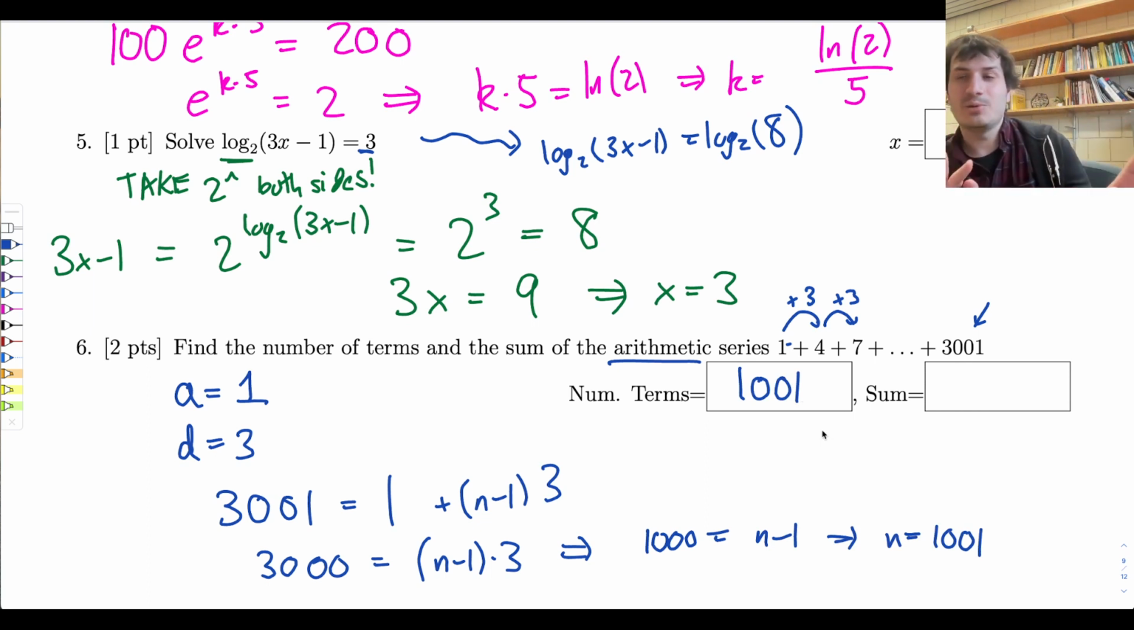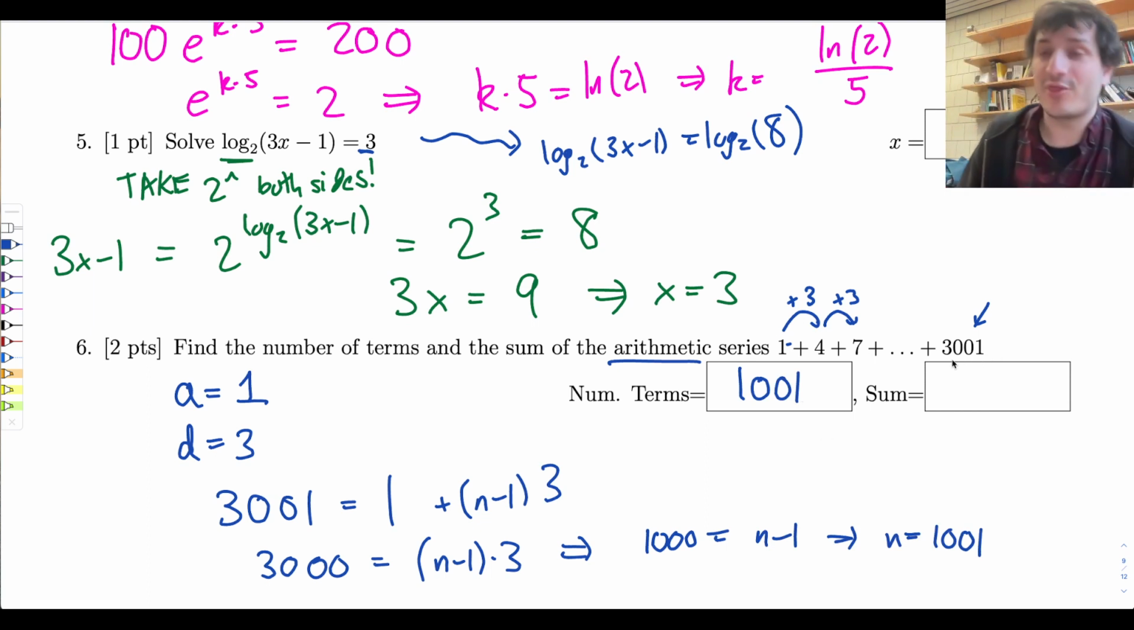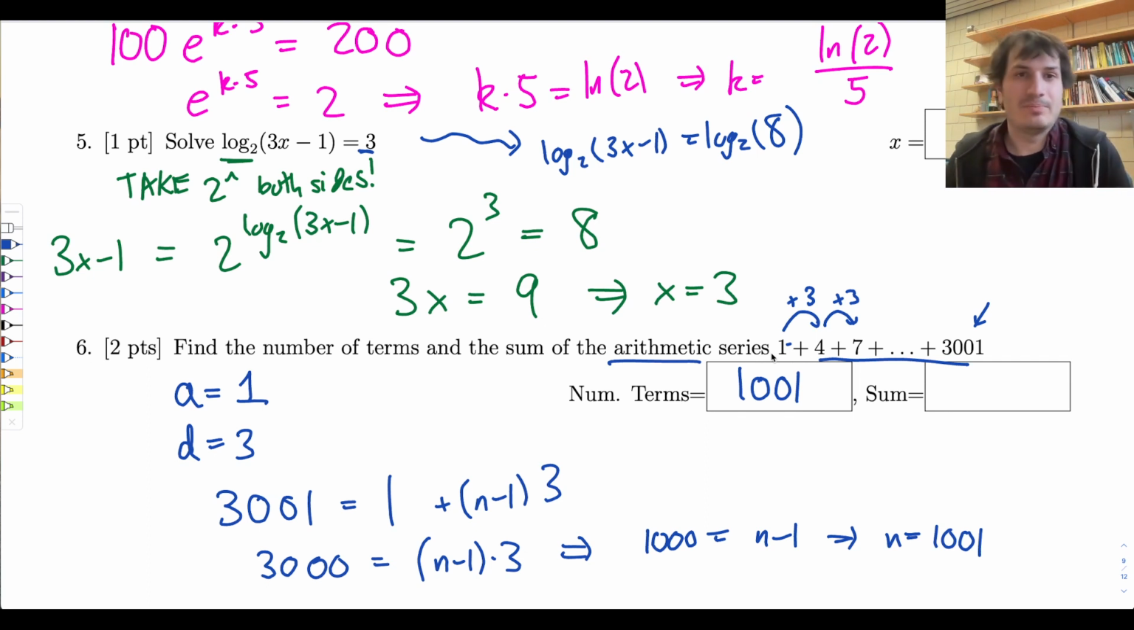Another way to do it is the simple way I said before. We have to add on 3, 1,000 times. And so if we add on 3, 1,000 times, there's 1,000 terms that come after the 1. And with the first term 1, that's 1001. So this one was pretty average.